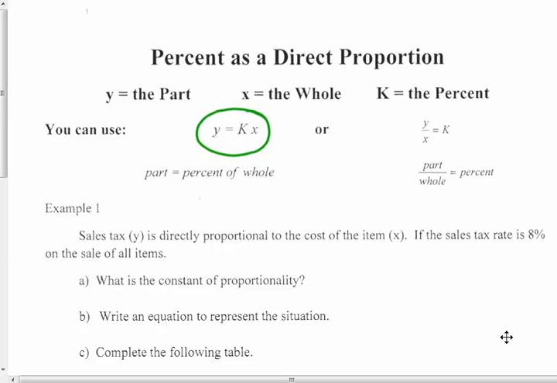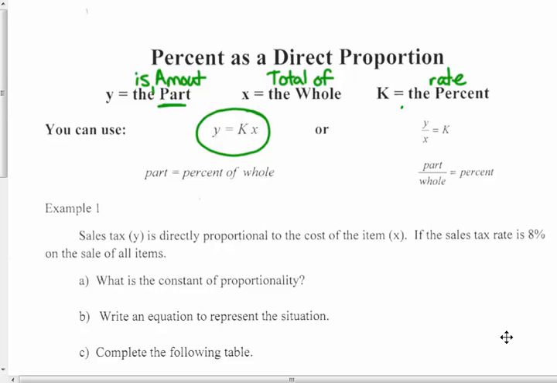Y equals the part, or the is, or the amount. The part of something that you pay. It's the part, not the total. Y is the is, or the amount. X is the total, or the of that we saw yesterday. K is the percent that you're paying, the rate of percent.